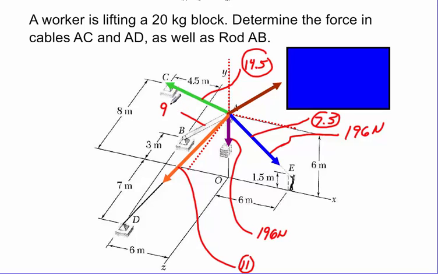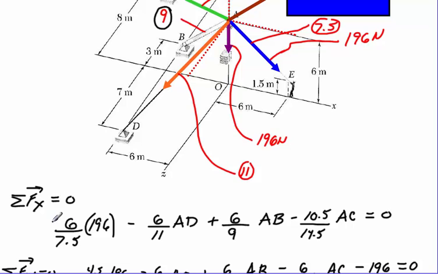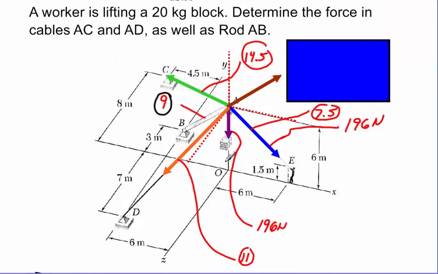lengths that I have. What you're going to do at this point is basically use the cosine for everything. I'm going to sum the forces in the x direction, and I know everything has to equal 0 because this system is not going to accelerate along the x-axis. So I come to the first one, I take 6 divided by 7.5 times 196. Where I get that is this force here, which is the mass, 20 times 9.8 coming down here, is 196. Since it wraps around a pulley, and we're making the assumption the pulley has no mass, then this force has to be 196.